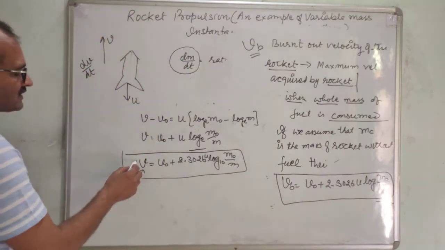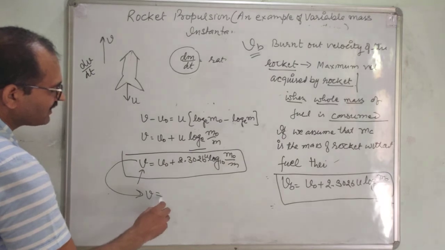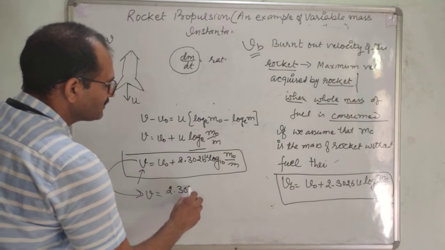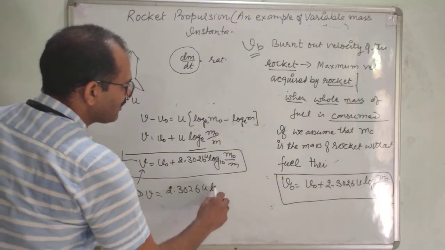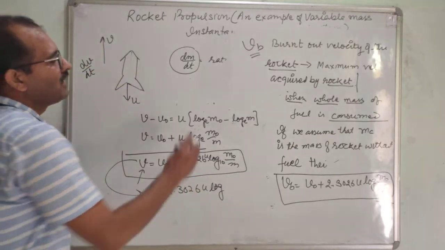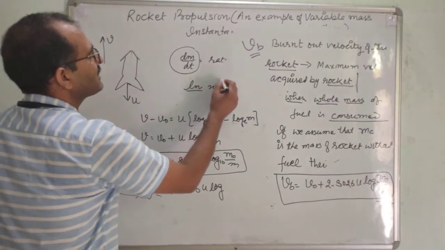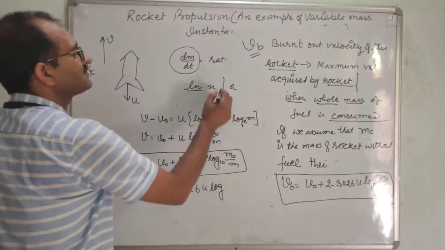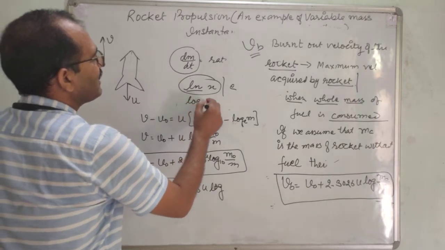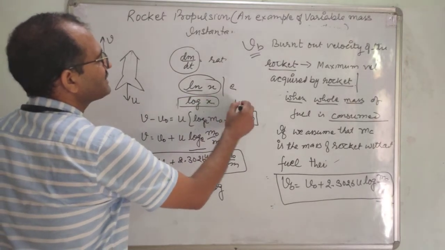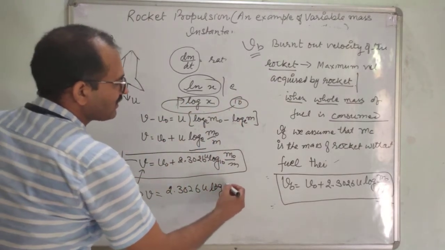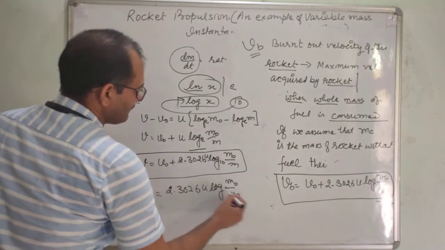If the rocket starts from rest, we can write this equation as v is equal to 2.3026 u log to the base 10 m naught by m. वैसे log लिखें तो base 10 लिखने की जरूरत नहीं है. ln x लिखें तो e लिखने की जरूरत नहीं है. This is representing log to the base e. और log x लिखें तो हमें log to the base 10 लिखने की जरूरत नहीं है. This is understood. This is log to the base 10.